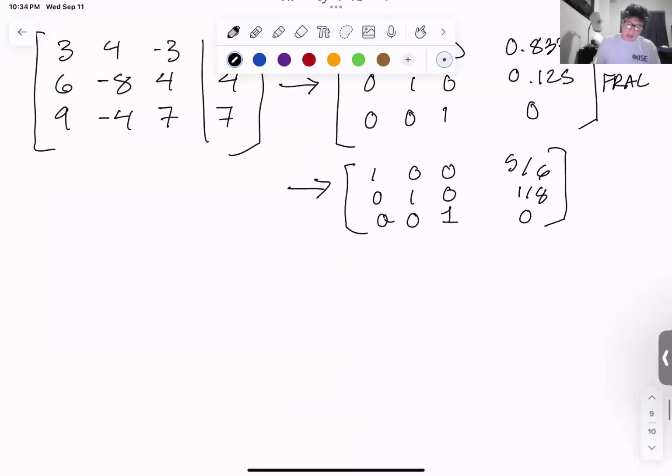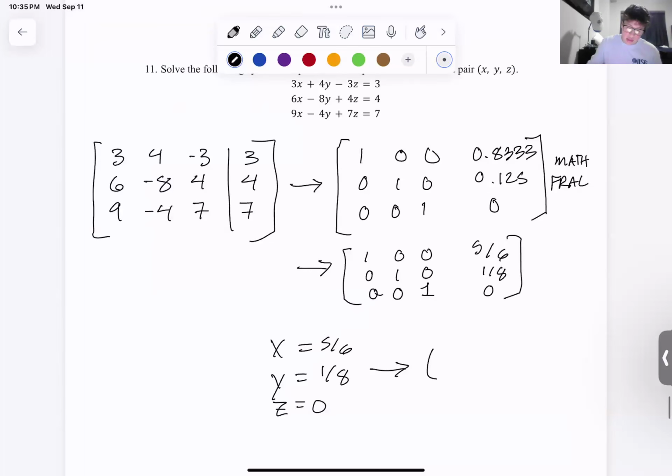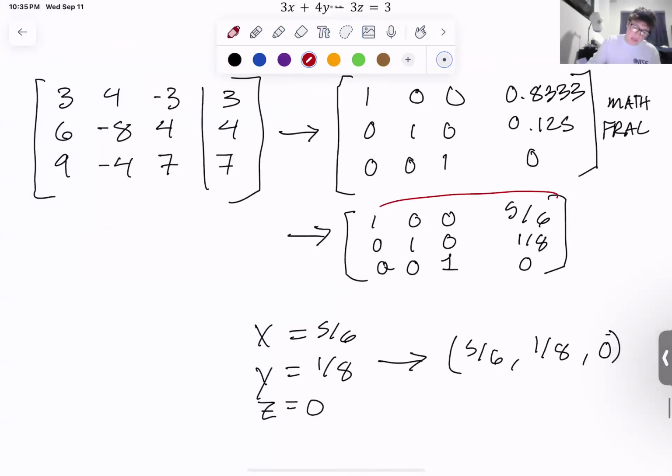And what this means right here is that x is equal to 5 over 6, y is equal to 1 over 8, and z is equal to 0. And writing that as an ordered pair, like the question asks us to, is 5 over 6, comma 1 over 8, comma 0.